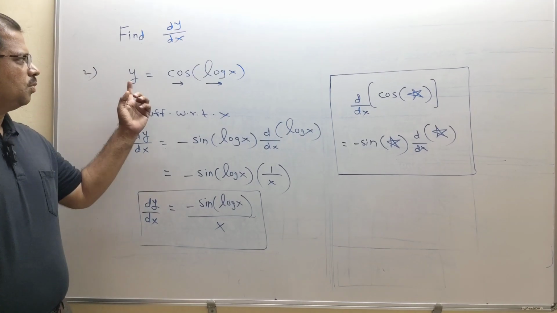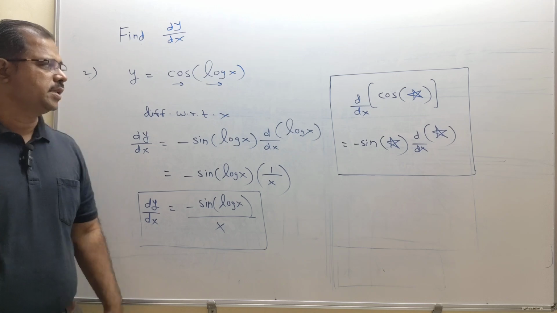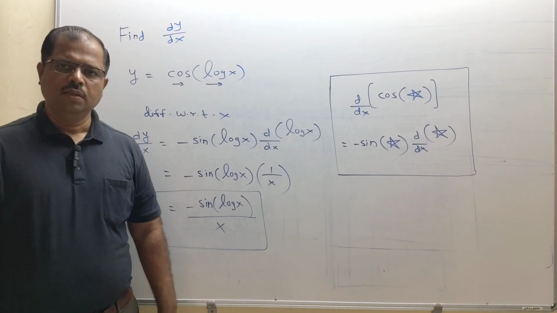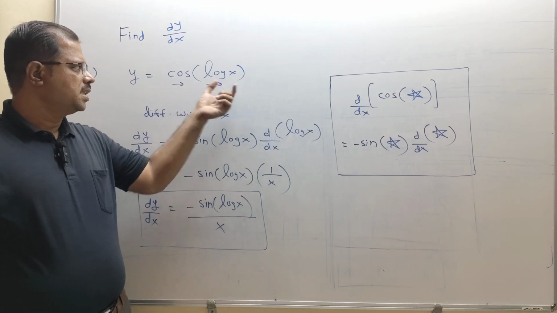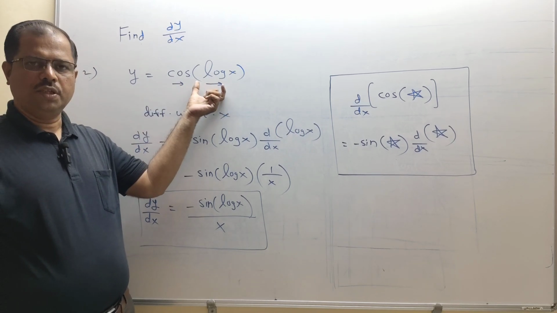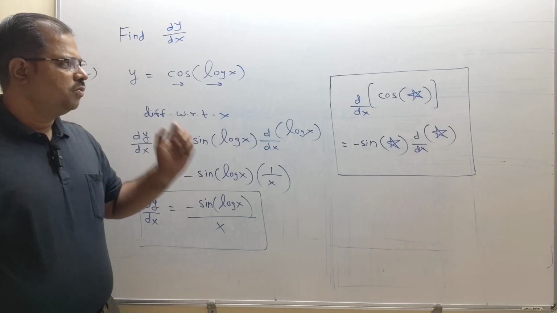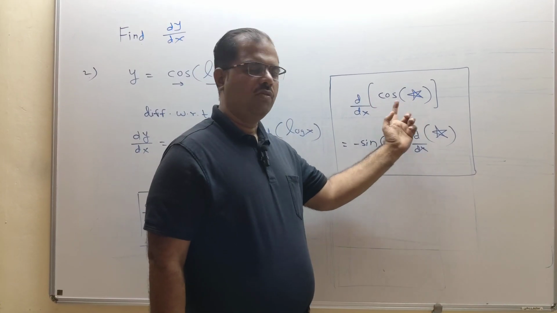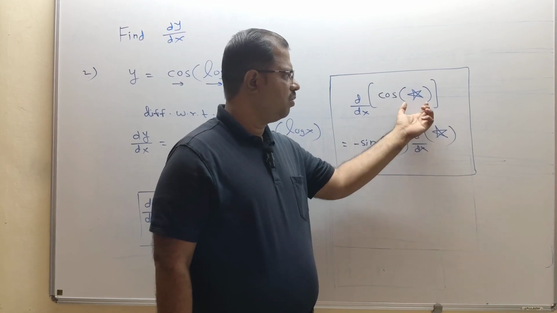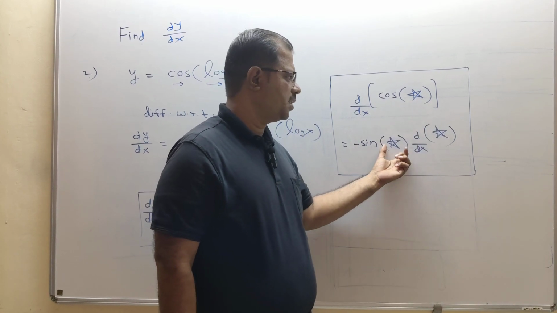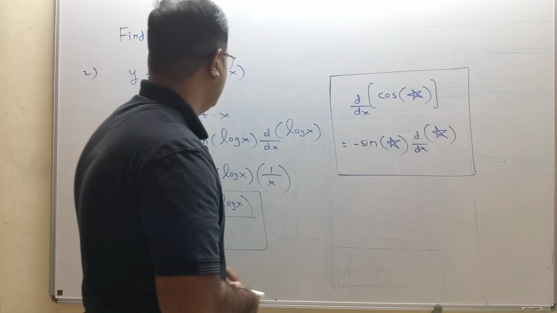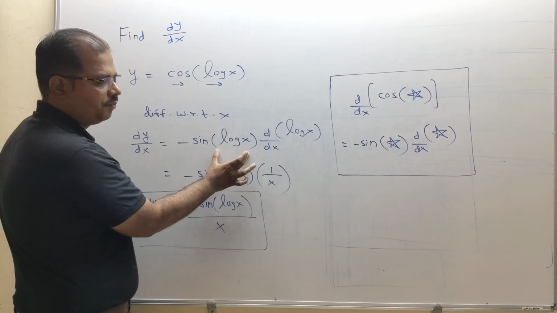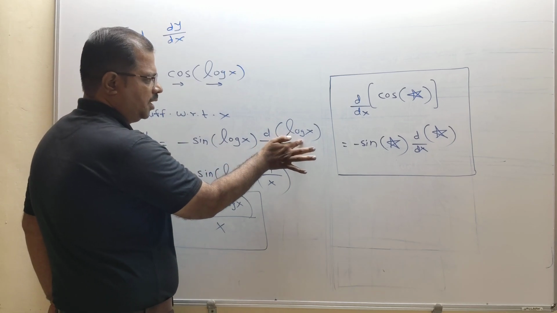Second problem: y is equal to cos of log x. Differentiate with respect to x, dy by dx. See here, if we go towards x, the outer function is cos and the inner function is log. Consider only the outer function, that is cos of f(x). The derivative of cos f(x) is minus sin f(x) into the derivative of f(x), written in the numerator.